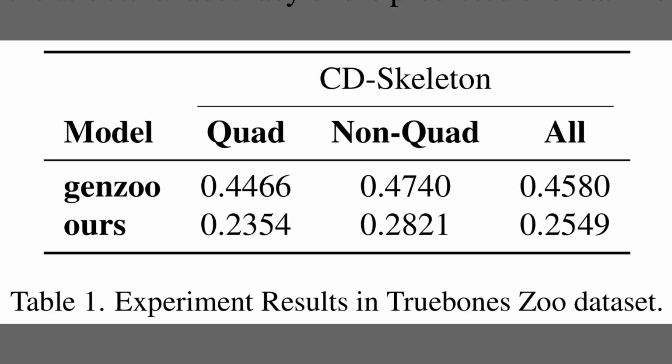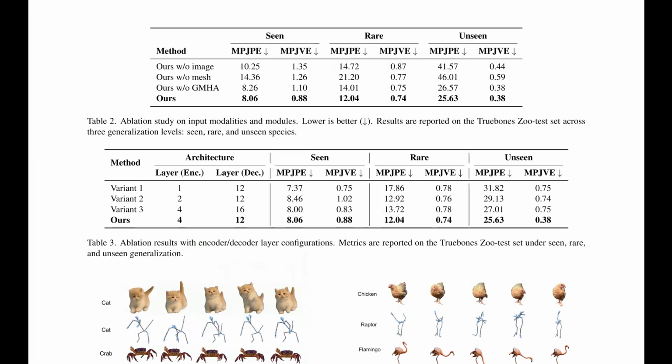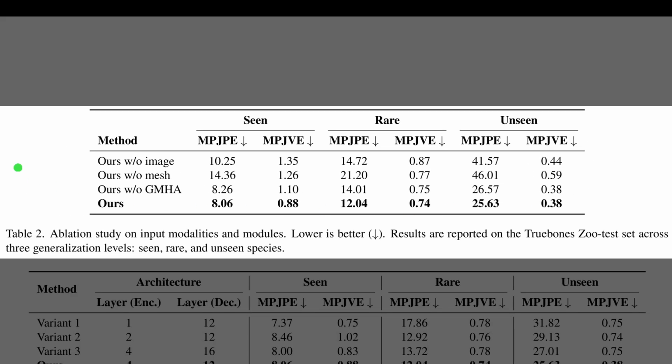Alright, the previous figure highlighted how the motions look. Table 1 now quantifies that gap. The table reports CD skeleton error for quadruped, non-quadruped, and all skeletons on the TrueBones Zoo dataset. General Zoo scores around 0.45 to 0.47, while this method drops those errors to about 0.24 for quads and 0.28 for non-quads. That reduction means the recovered skeletons match the true joint structure much more accurately, especially for the harder non-quadruped cases.